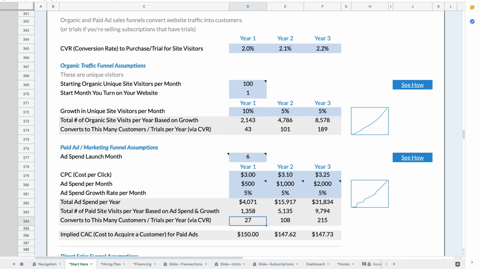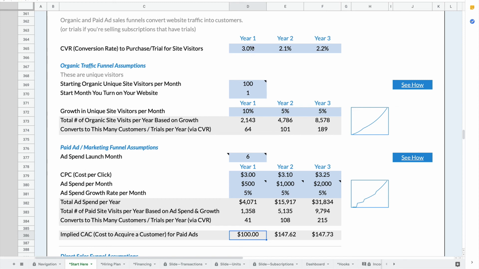And this will also tell you how many customers you're converting. And again, that's based on the conversion ratio. So right now, my $500 a month is $4,000 a year with a 5% growth rate. That delivers 1,358 visitors, of which 27 convert to customers. And if I change the conversion ratio up here to 3%, you'll see that now that's driving 41 customers. And that gives me also the implied cost to acquire a customer for my paid ads. So with these settings, I'm paying about $100 for each customer. And that cost of acquisition becomes very important because it determines the profitability of my business. I need to make more than $100 off of a customer if I'm paying $100 to acquire each of those customers.